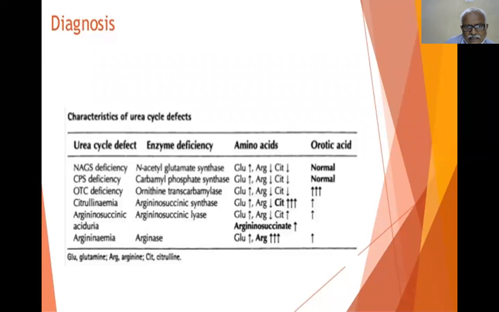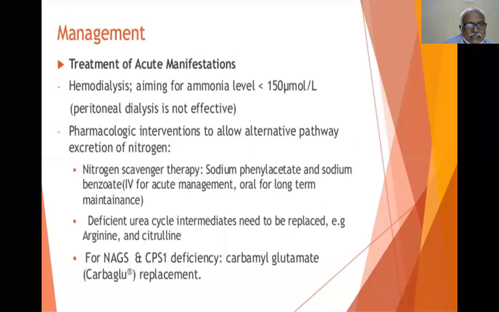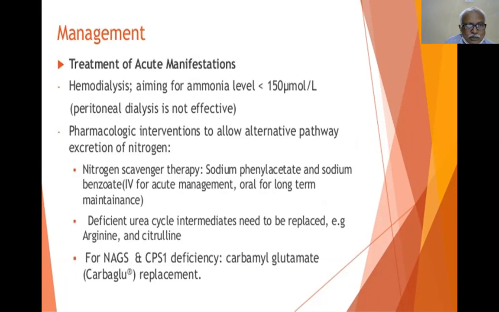Citrullinemia, argininosuccinate synthase deficiency: glutamate will be increased, arginine decreased, citrulline increased many times, and orotic acid slightly increased. Argininosuccinate lyase deficiency, argininosuccinic aciduria: glutamine will be increased, arginine decreased, citrulline increased slightly, and orotic acid also will be found. Argininemia, arginase enzyme deficiency: glutamine will be increased, arginine will be decreased, and orotic acid will be variable.